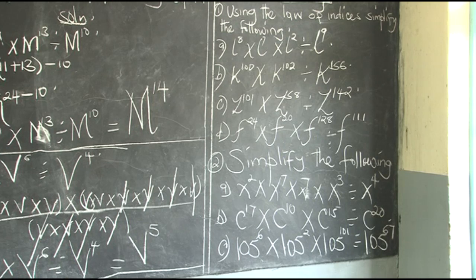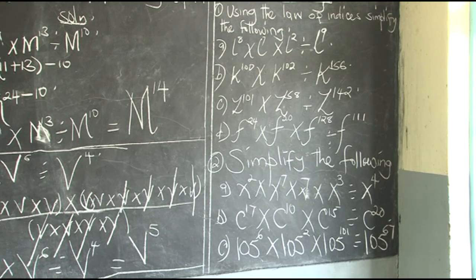Lastly, on the first example, the first number, F to power 24 times F to power 20 times F to power 128 divided by F to power 111. Without wasting time, let's look at the second example.